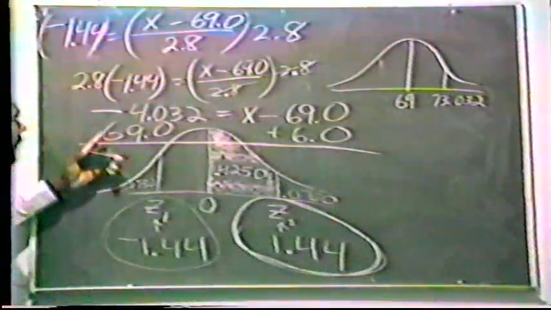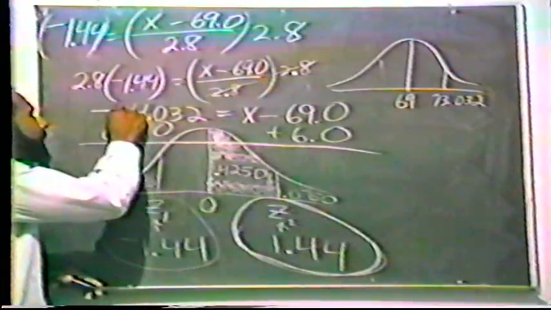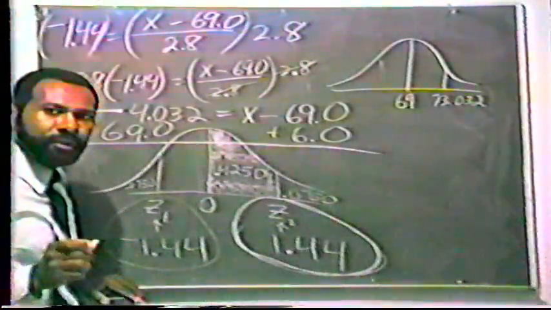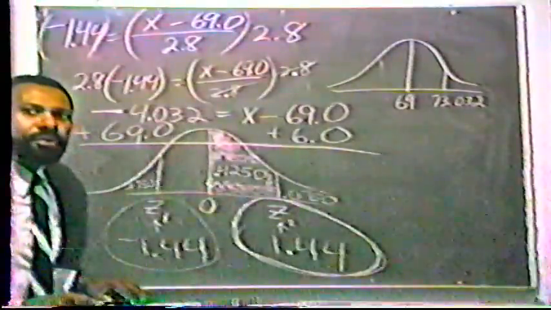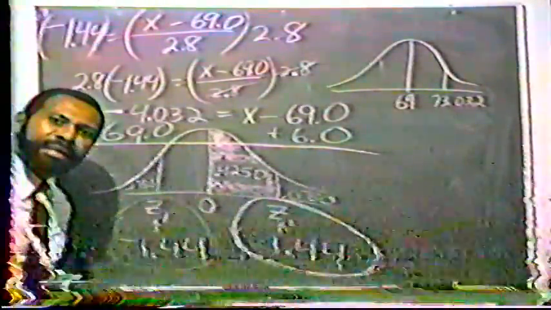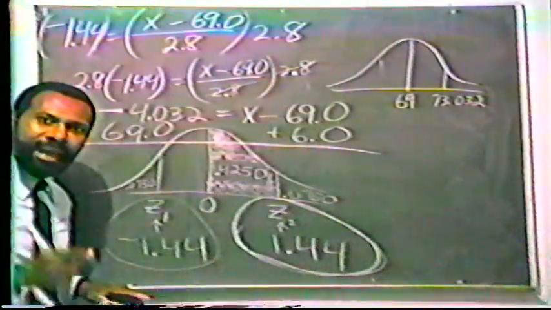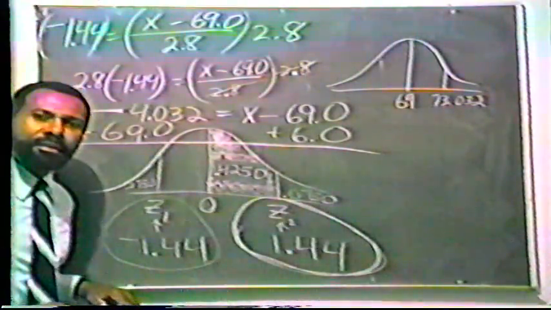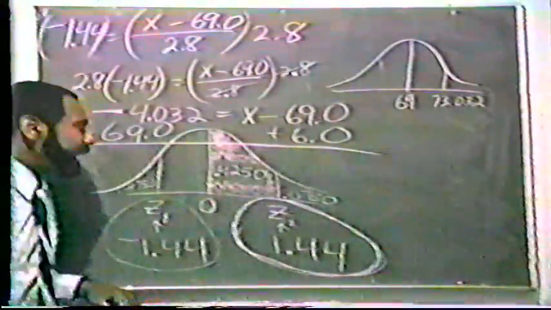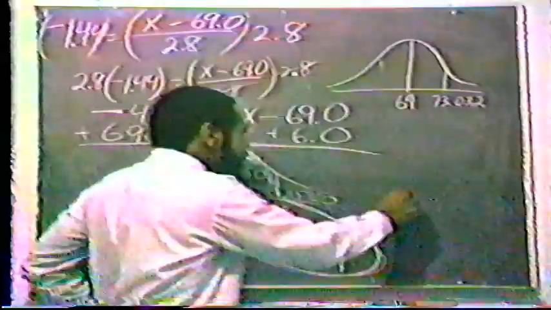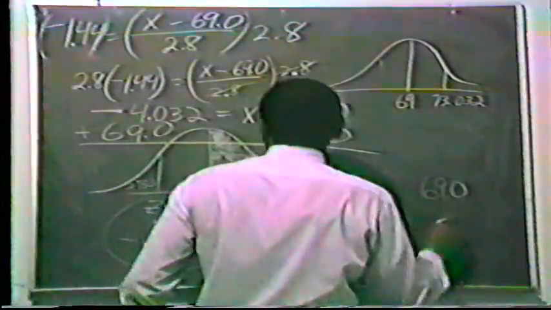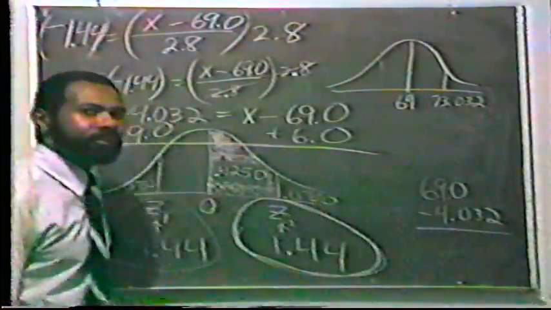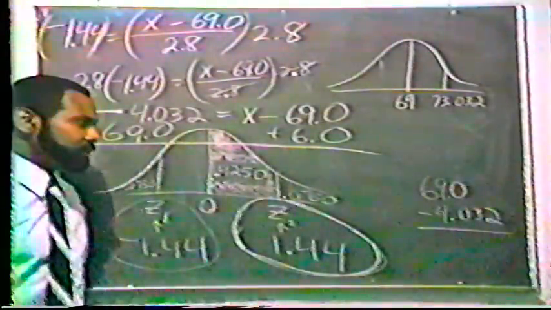Now, on the left side of the equation, we have a negative number and we're adding it to a positive number. You have to recall from your previous study of mathematics, when you're adding two numbers together, if one is positive and the other is negative, you actually have to subtract the absolute values of those two numbers. So on scratch paper, I take my 69.0 and subtract my 4.032 from that.